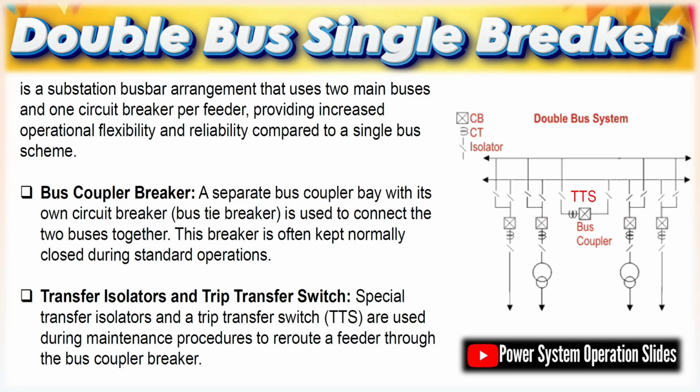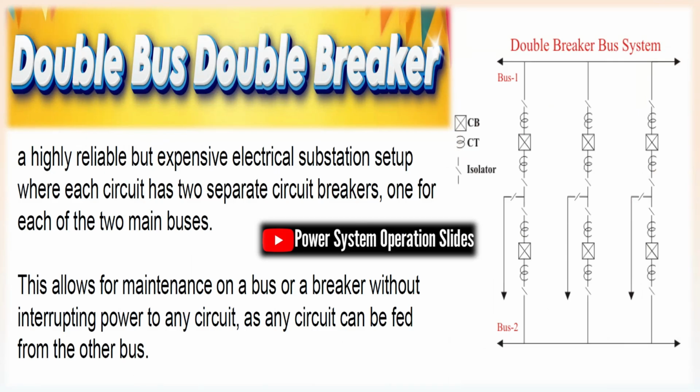SF6 to air bushing. This bushing connects SF6 insulated GIS to air-insulated systems or overhead lines. It maintains dielectric integrity across two insulation media. It is essential for hybrid AIS GIS substations.